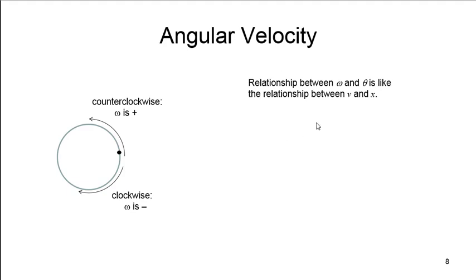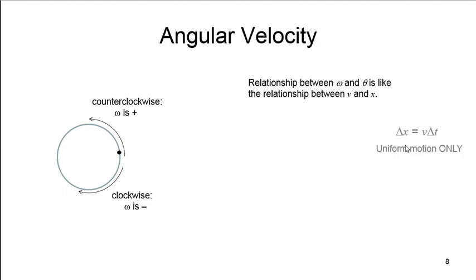We're going to see this a lot as we start talking about objects that are moving in a circle, but it's nice to make an analogy between the kinematic variables that we're learning for objects that are moving in a circle, and how they're analogous to the kinematic variables for objects that are moving in a straight line. So the relationship between omega, our angular velocity, and theta, our angular position, is just like the relationship between what we've seen before for v and x.